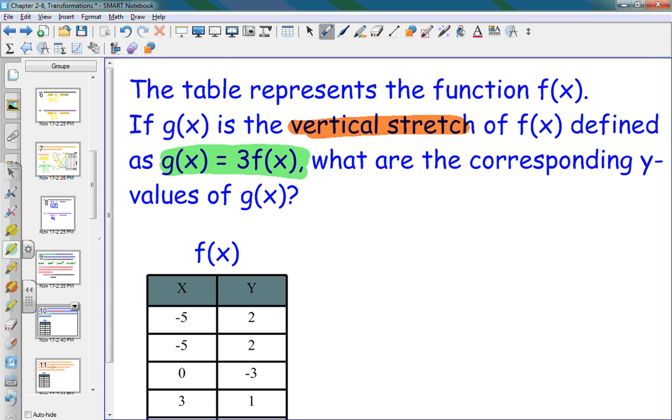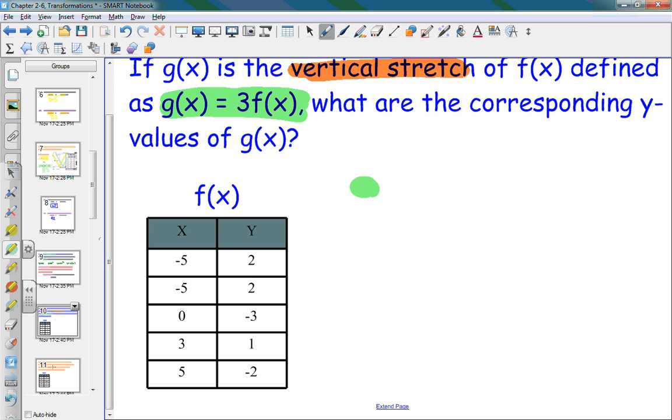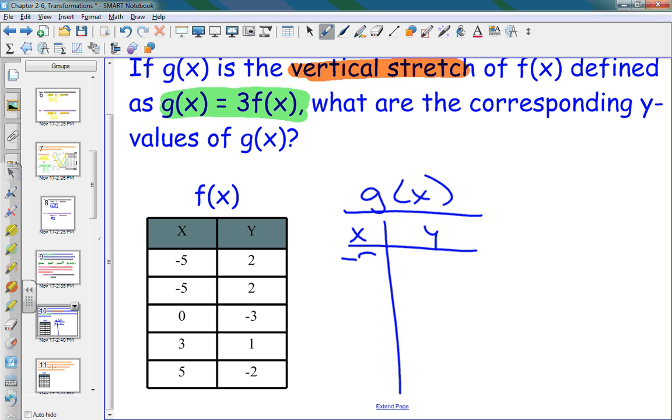Now, tell me this. When you stretch or compress something, what changes, x or y? Y is the only thing that changes. X does not change. So if they want a table of corresponding y values for g of x, all I'm doing is writing down my x values. And what am I going to do to all of my y values? How do I change them? I've got to multiply every one of them by 3. Why am I multiplying all of them by 3? Because it says g of x is equal to 3 times f of x.